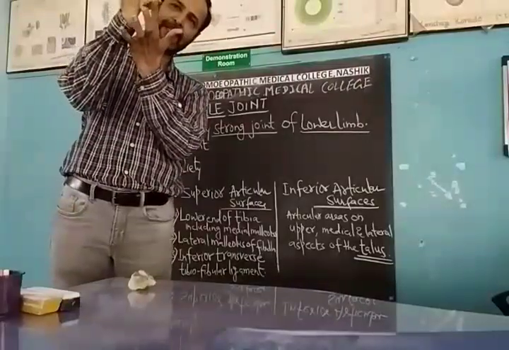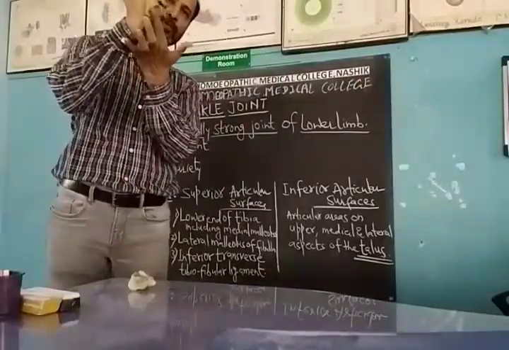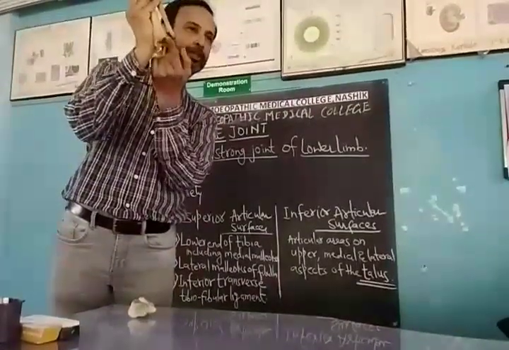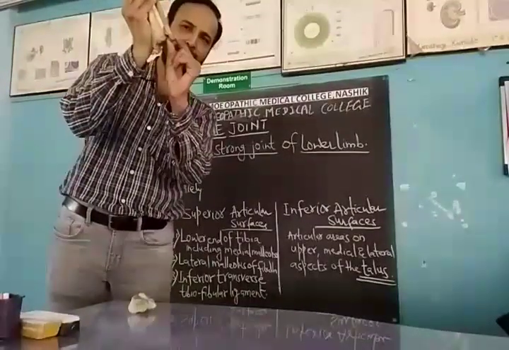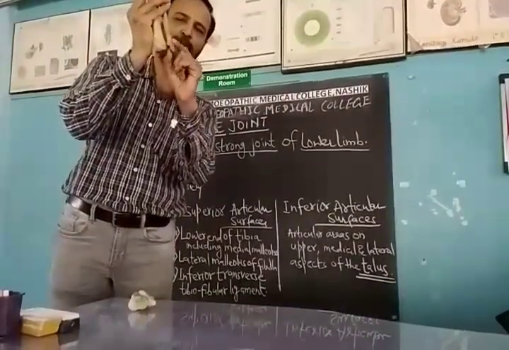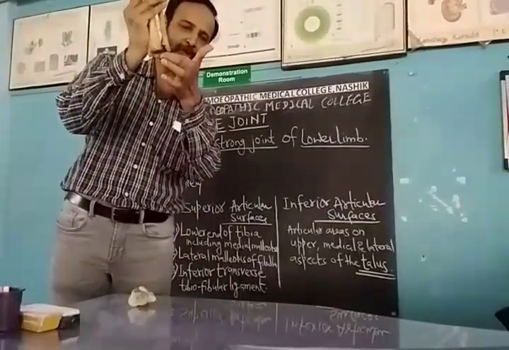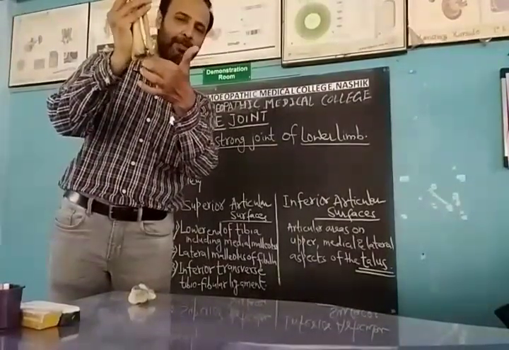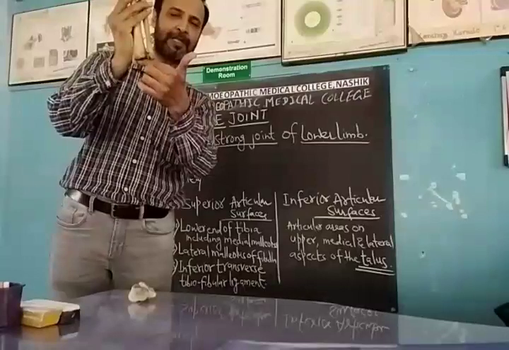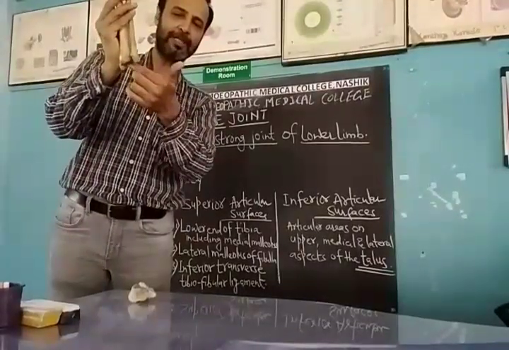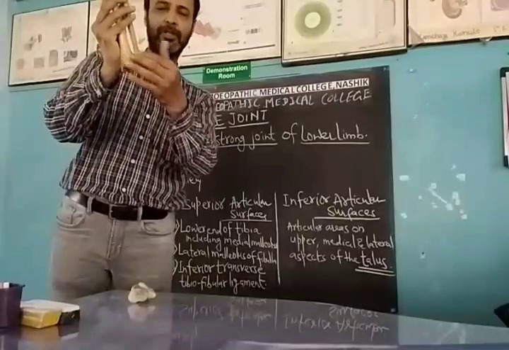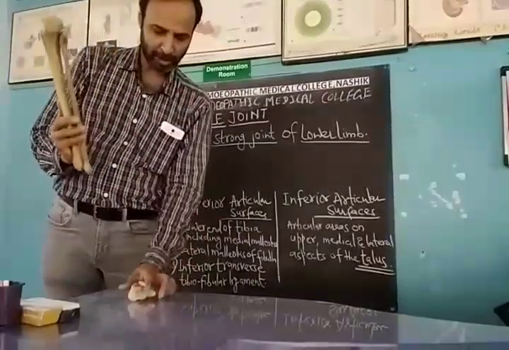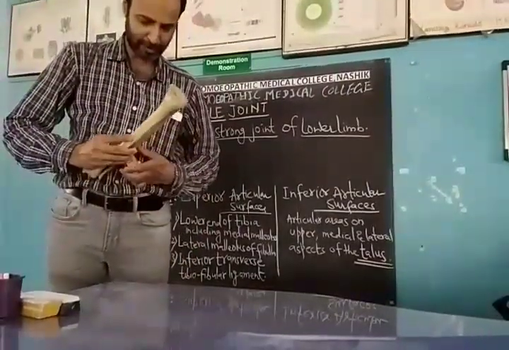Now see, this is the deep socket. Here this deep socket is formed by the lower end of the tibia and the medial malleolus, and this is the lateral malleolus of the fibula. On the posterior side there is the inferior transverse tibiofibular ligament, which is attached posteriorly here, so this forms the deep socket of the superior articular surface of the ankle joint. Now here this is the inferior articular surface by the talus.